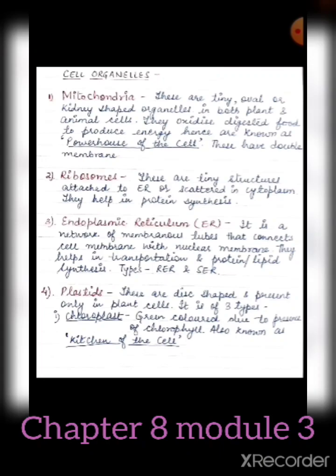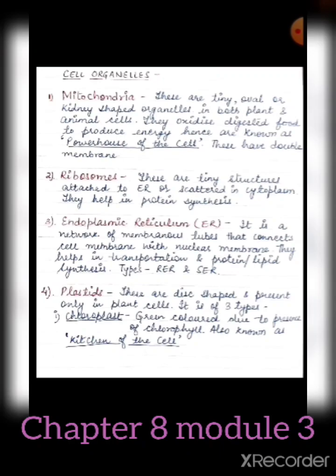These have a double membrane. So they have a protective membrane which is a double membrane, and they are known as powerhouse of cell because they oxidize the digested food and provide energy to the cell. Hence they are known as powerhouse, and they are kidney shaped.